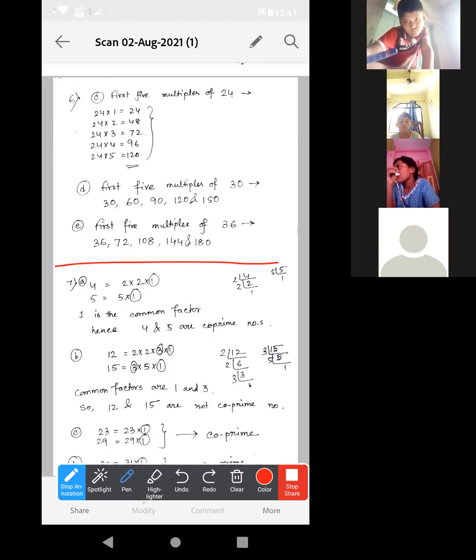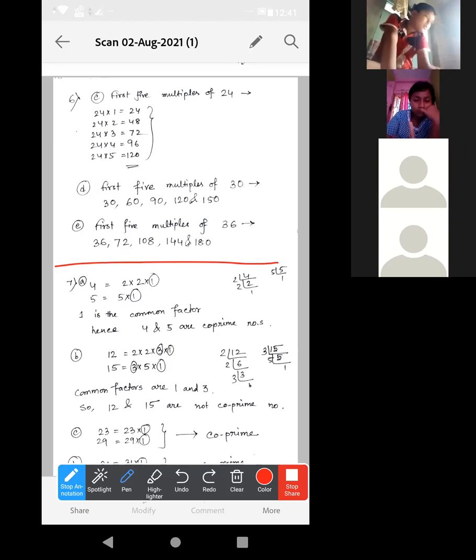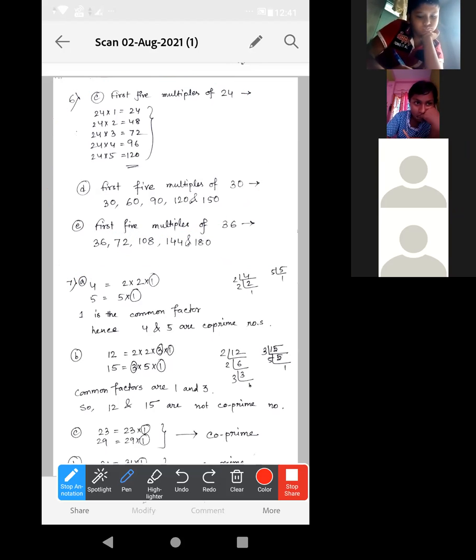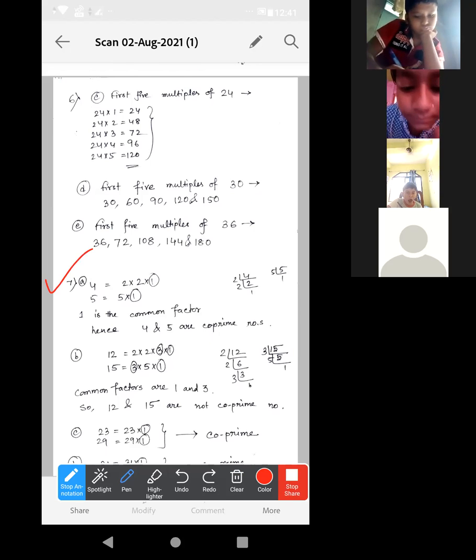Ma'am, do we need to mention why the numbers are the common factor in question number 7? Yes. In question number 7, this type of question will come and is important for the exam. These easy questions are not important for the exam. From question number 7, these are very much important. Got it? Now let me explain number 7.